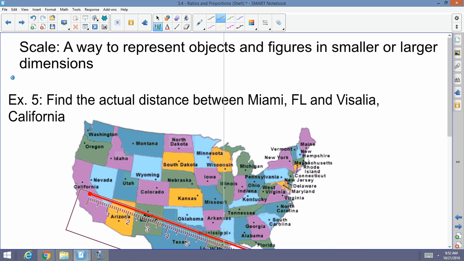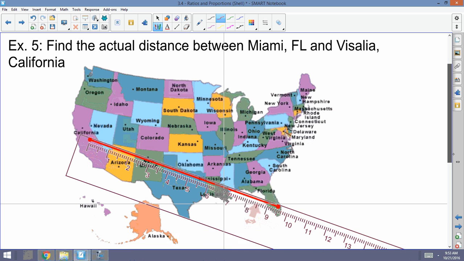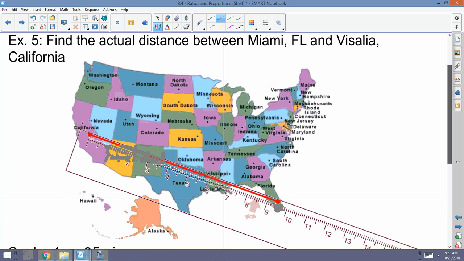When we're talking about scale, scale is a way to draw really large objects in a way that we can read them, or very, very small objects in a larger way that we can read them. For example, this is a scale drawing of the United States of America. This is not the actual size of America, we know that, but it is a scale model. How many of you, by show of hands, have ever seen a globe? All of us have seen a globe, right? Guess what? That's a scale model of the Earth.